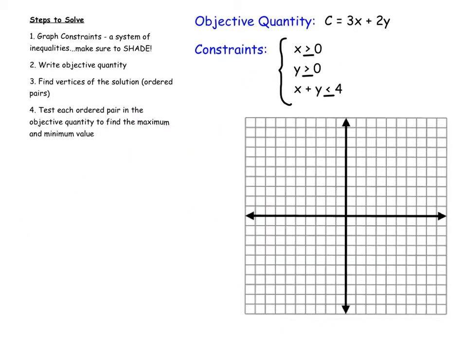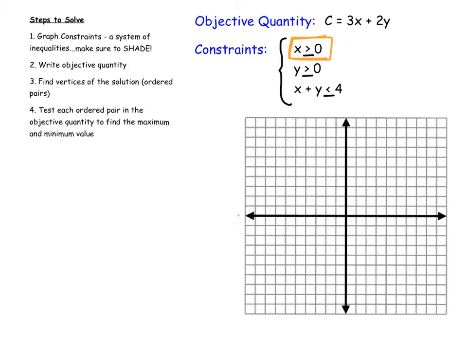So looking at this problem, here's our objective quantity, here are our constraints, and what we need to do is graph. And so we need to graph our constraints, a system of inequalities, and we want to make sure we shade. When I graph inequalities, I like to do it just like before, one at a time. And so x has to be greater than or equal to 0.